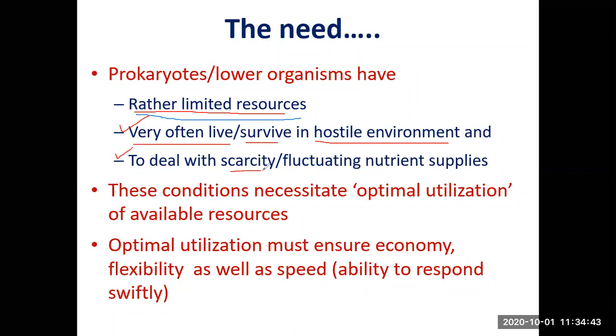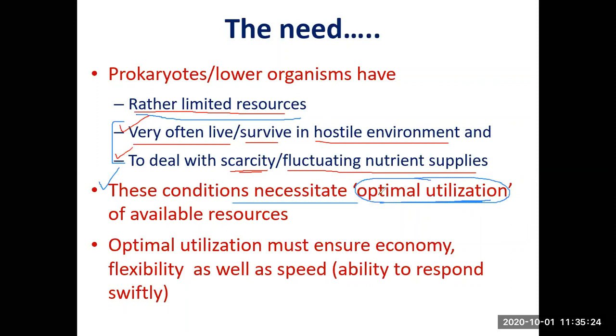Because they live in scarcity of nutrients or fluctuating nutrient supplies. They don't know what is going to be available. So the supply of nutrients keeps fluctuating, and they have to very rapidly adjust to whatever is available and start metabolizing it. Because of these situations, primarily hostile environmental conditions as well as fluctuating nutrient supply, these conditions necessitate optimal utilization of whatever they have. Whatever resources they have should be optimally utilized.